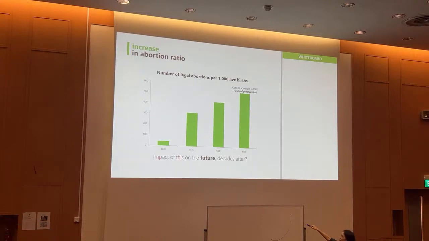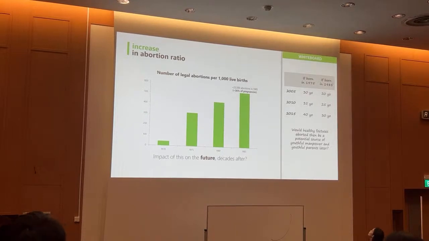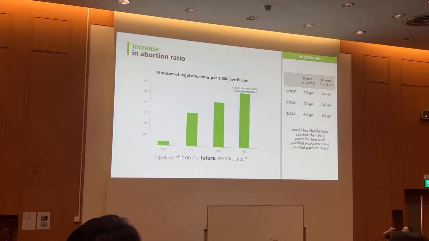I had a question here: what is the impact of this trend and this rampant abortion on the future decades after? If you were born in 1975, during the antenatal drive, you will be about 30 years old in 2005, and about 35 years old in 2010. If you were born in 1985, where you have so many abortions, you will be about 20 years old in 2005 or 25 years old in 2010, and so on.